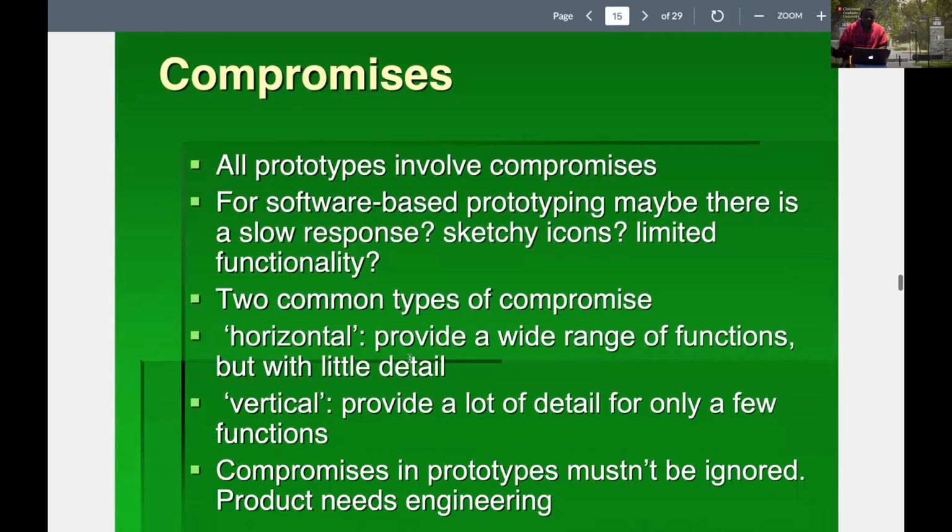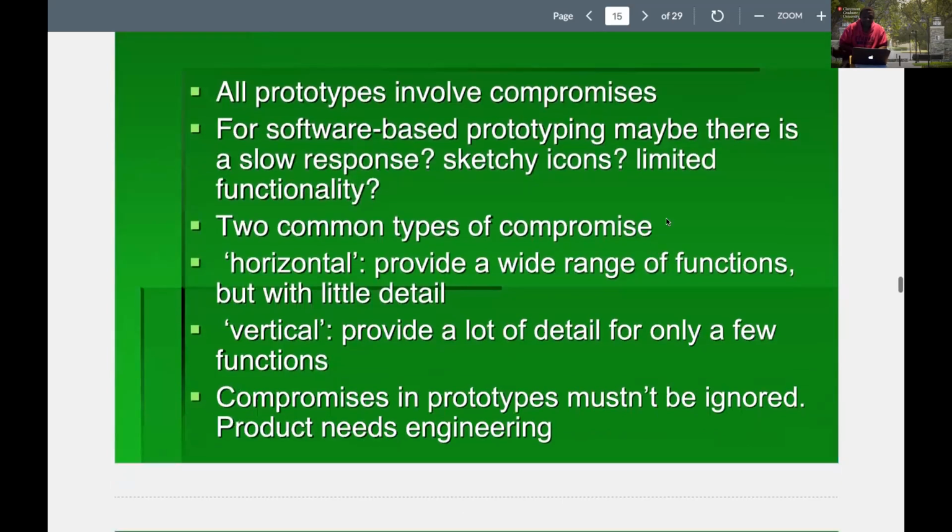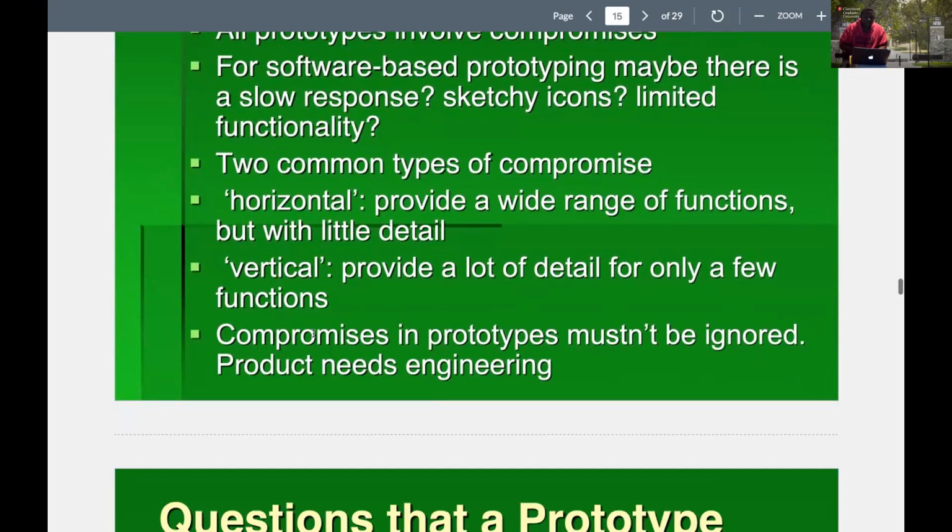Our prototypes involve compromises. In software-based prototyping, maybe there is a slow response, sketchy icons, limited functionality. Two common types of compromise: horizontal, which provides a wide range of functions but with little detail, and vertical, which provides a lot of detail but only a few functions. Compromises in a prototype mustn't be ignored.